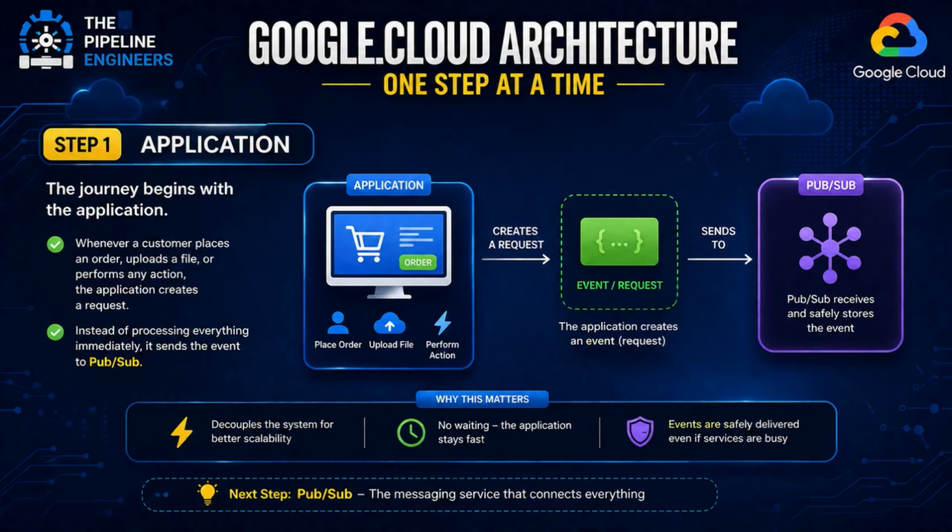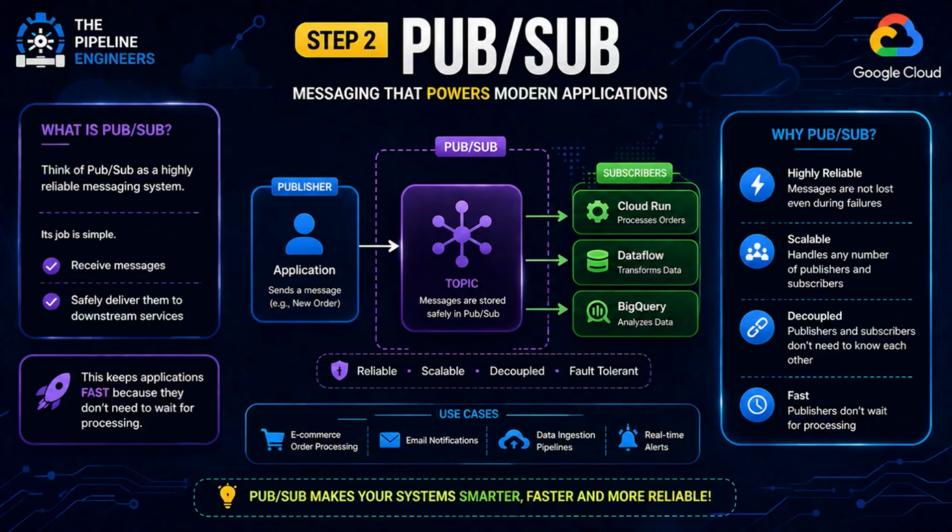The journey begins with the application. Whenever a customer places an order, uploads a file, or performs any action, the application creates a request. Instead of processing everything immediately, it sends the event to Pub/Sub. Now the question arises, what is Pub/Sub? Think of it as a highly reliable messaging system. Its job is simple: receive messages and safely deliver them to the downstream services. This keeps the application fast because it doesn't need to wait for processing.